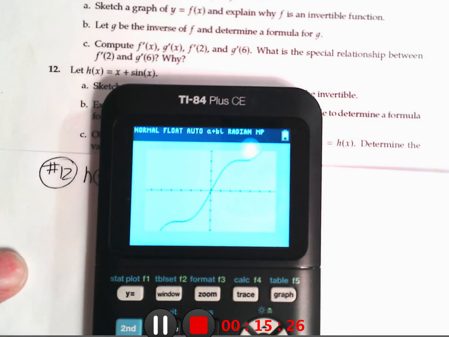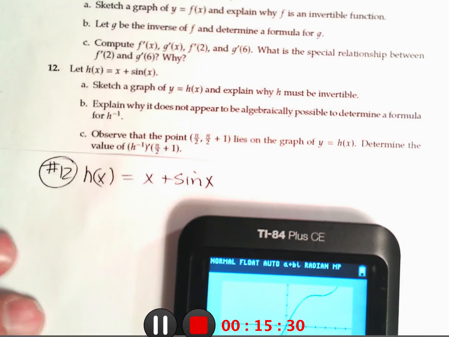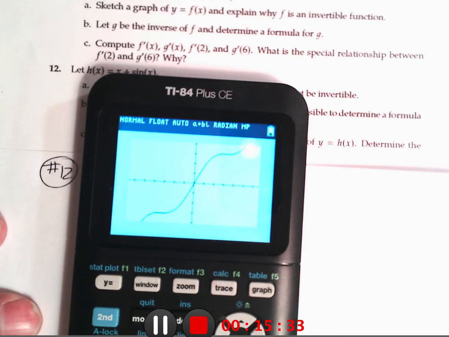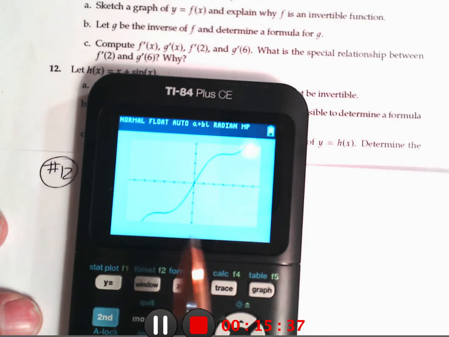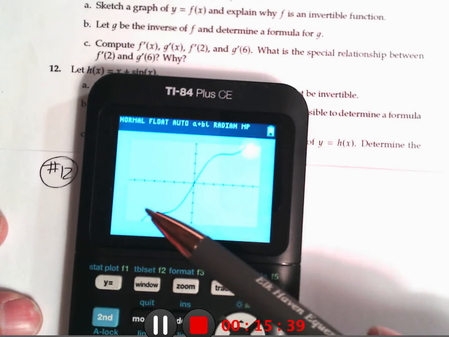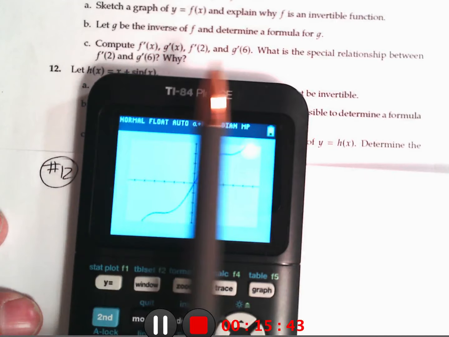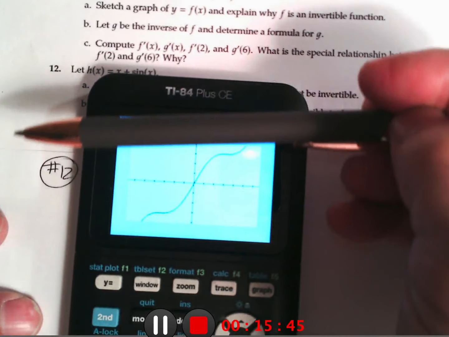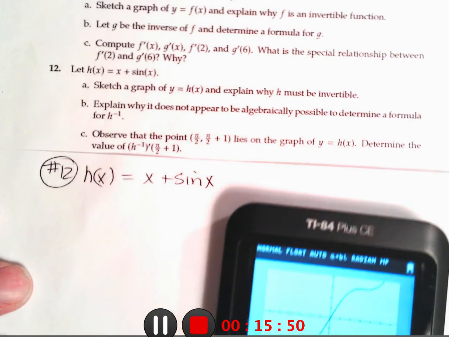And it says, explain why this is invertible. Well, once again, it looks like it covers all the x's and all the y's, so it's onto. All the y's have x's and all the x's have y's. It passes the vertical line test and it passes the horizontal line test, so it's 1 to 1. So it should be invertible.